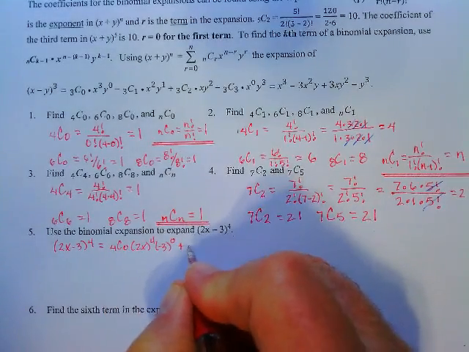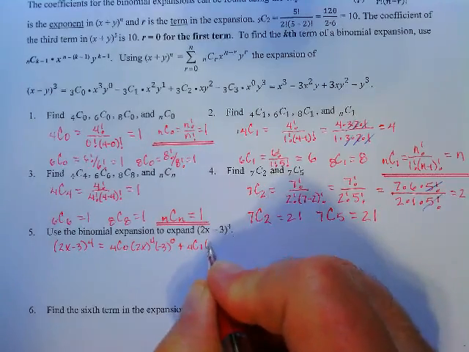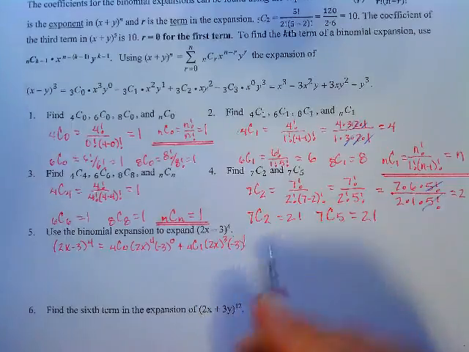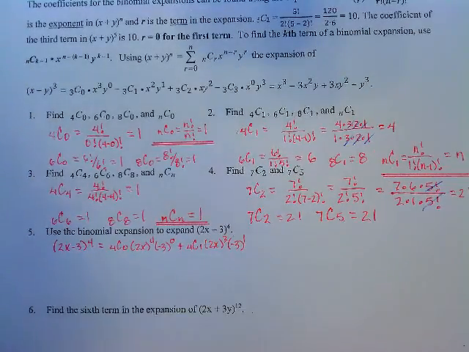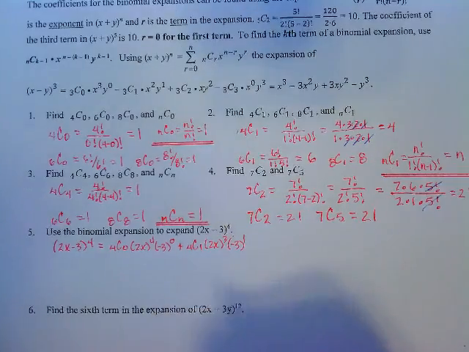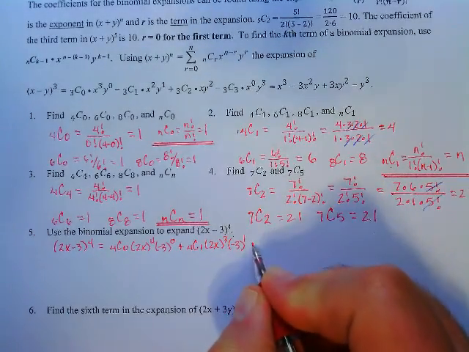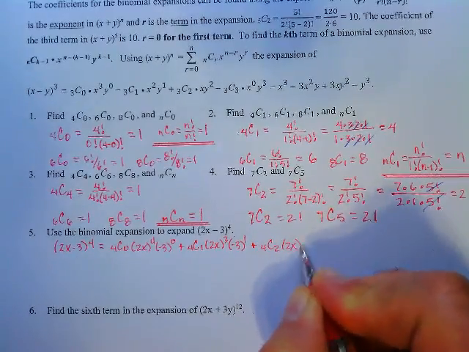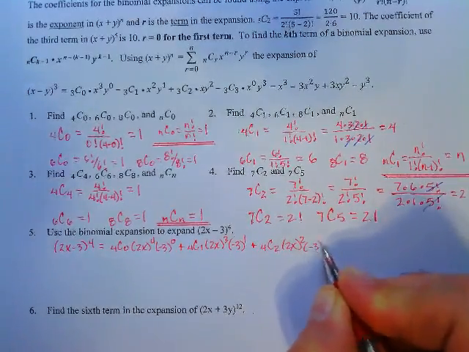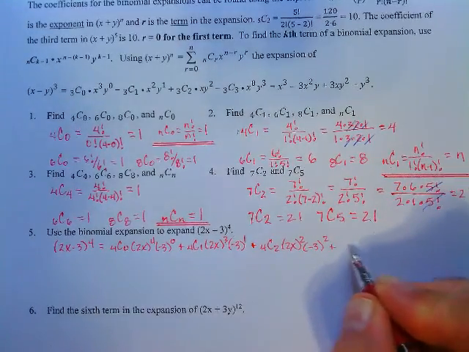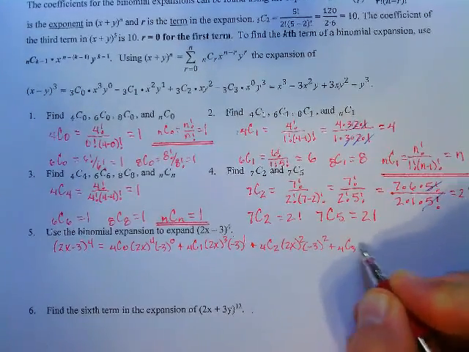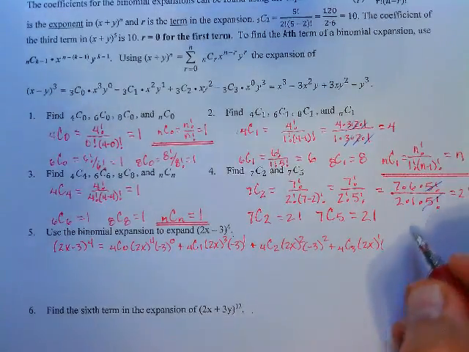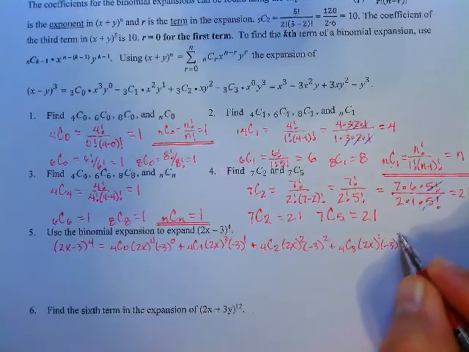Then we'll have 4c1, 2x to the 3, negative 3 to the 1. Again, the two exponents have to add up to whatever your n was. The first term was going to decrease. Next one, 4c2, 2x squared, negative 3 squared. Then we have 4c3, 2x to the 1, and negative 3 cubed.